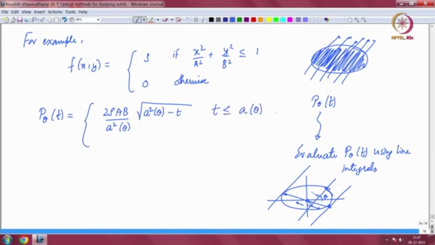So you will get, if you do this transform, something that looks like this for p of theta t, and a of theta of course is a square cos square theta plus b square sin square theta.